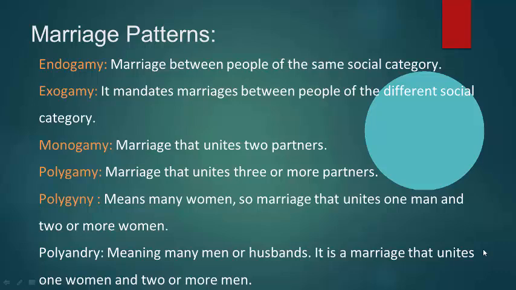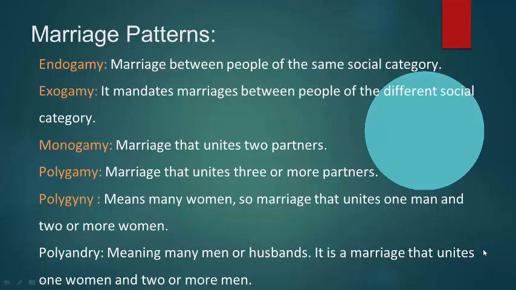Another practice is polygamy, marriage that unites three or more spouses. Either the number of women will be high. Polygamy, marriage that unites three or more people, has two forms. By far, the more common is polygyny.